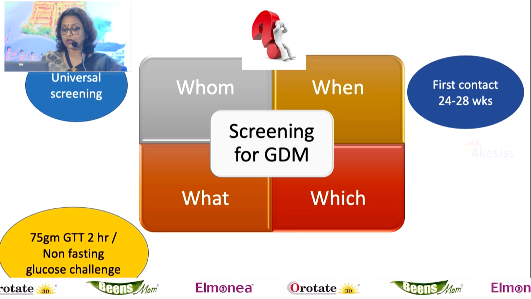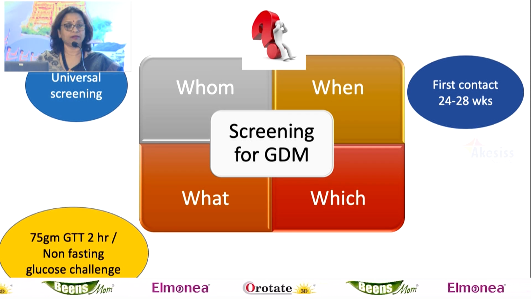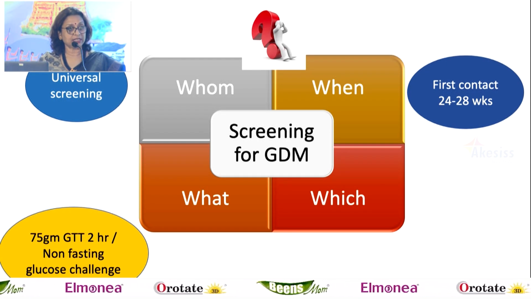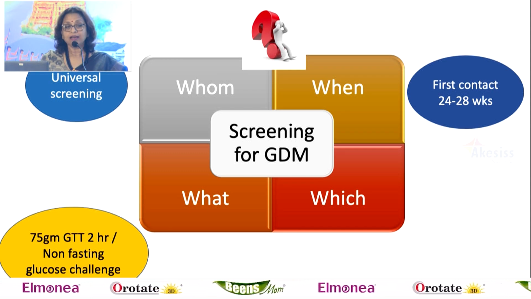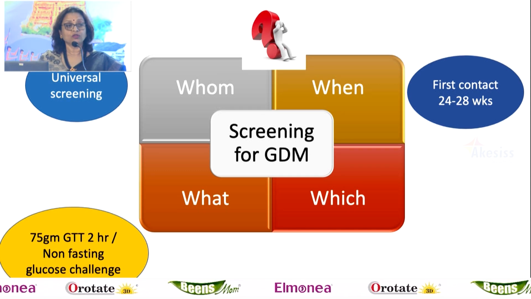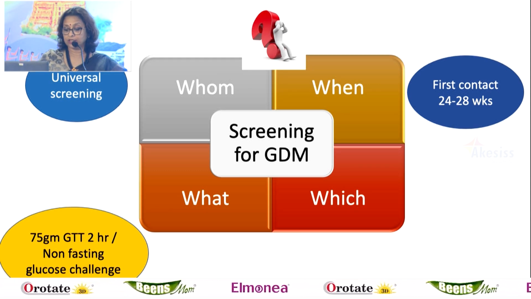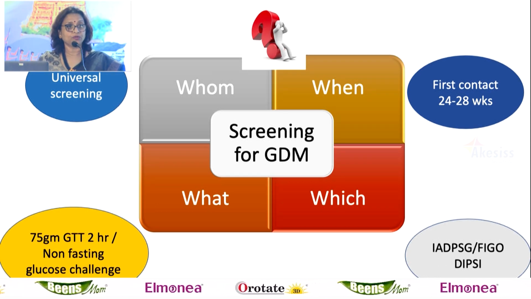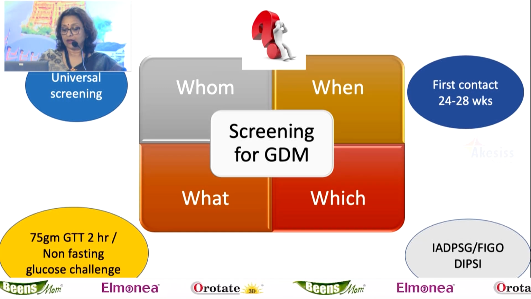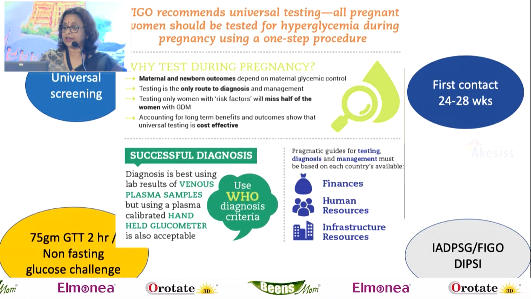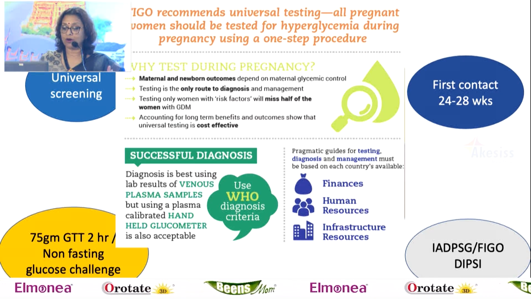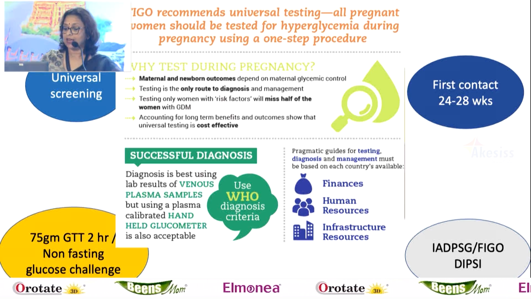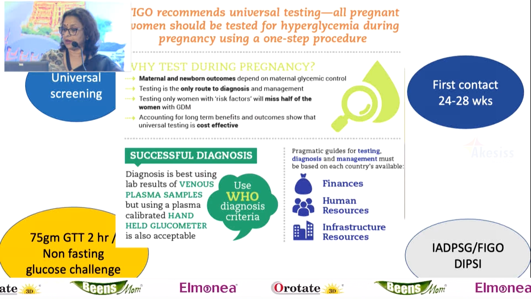And what screening do we use? Practically we have two choices: the 75 gram 2-hour GTT, which is the gold standard, and then the non-fasting glucose challenge, or DIPSI, which is currently the national guideline. And what criteria should we use when we use the GTT? The recommendations by many bodies include universal screening for our population, and this is from the FIGO guidance.